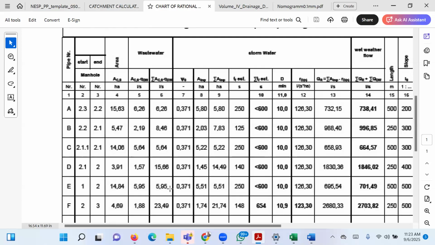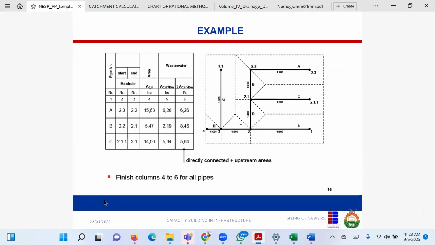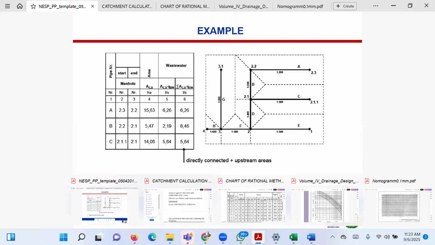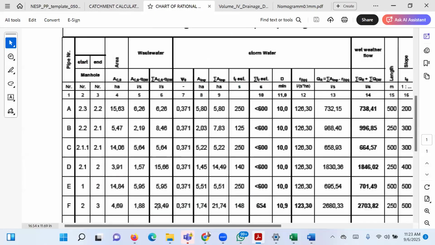But as soon as you go to point F, that value of point F becomes its own value plus the value of point E plus the value of point D. So point F, this is point F. Point F is now catchment F plus catchment D plus catchment E. And that value is what? 23.49. Do you see how the wastewater flow is increasing?